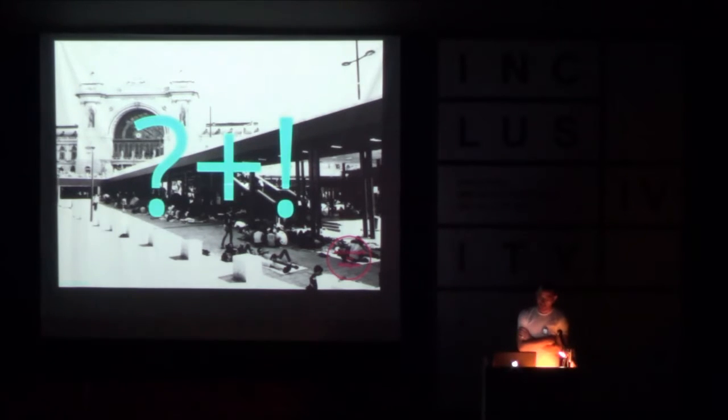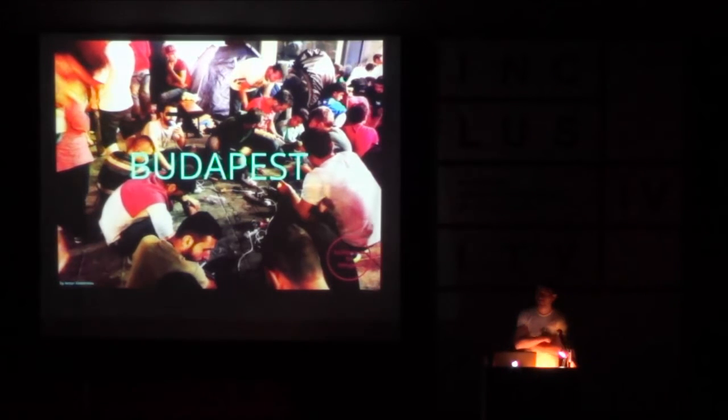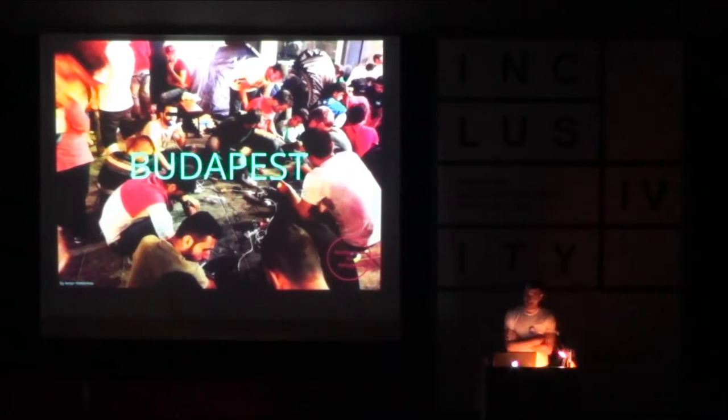What do we do? What does the Architecture for Refugees platform do? We try to connect the question mark and the exclamation mark, so we are the plus. There are a lot of problems and a lot of questions in refugee architecture, and there are already a lot of answers, so we don't want to give new answers, we just try to connect the problems and the solutions.